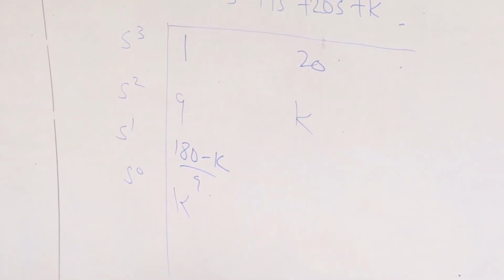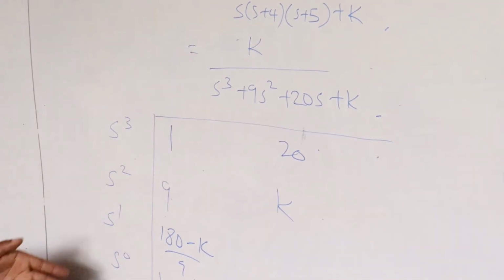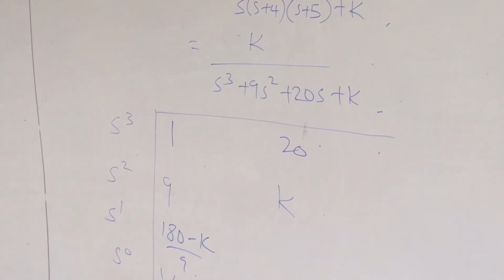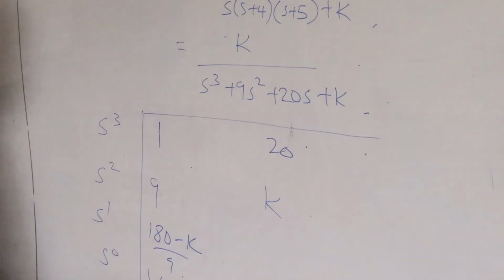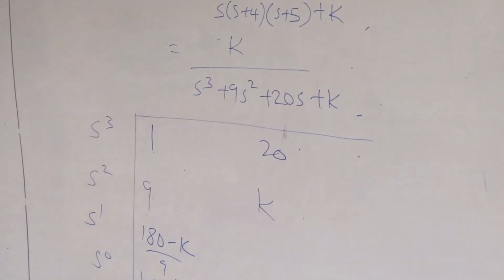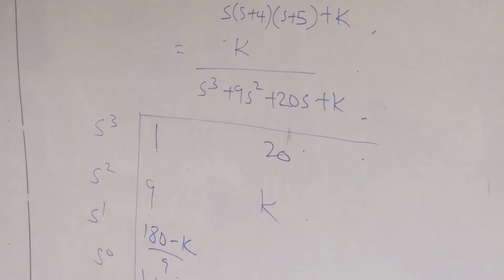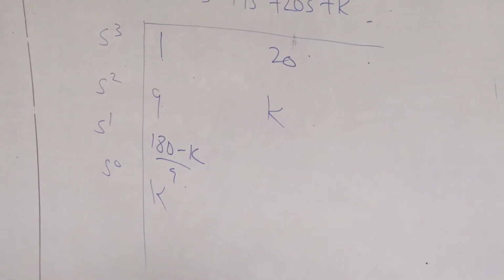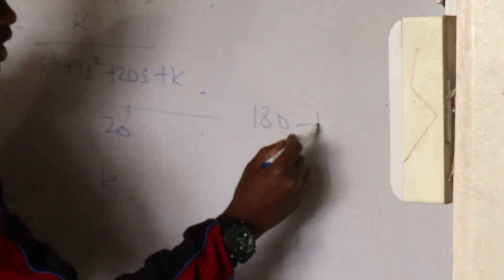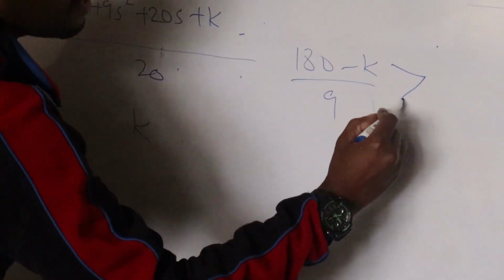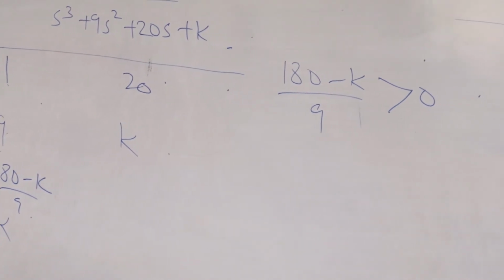So the k is unknown. Wherever there is k, we look at the first column: 1 is positive, so we don't have a problem with that. 9 is positive, we don't have a problem with that. So we have 180 minus k all over 9 must be greater than 0, because when it is greater than 0, that is when it is positive. Are we together?